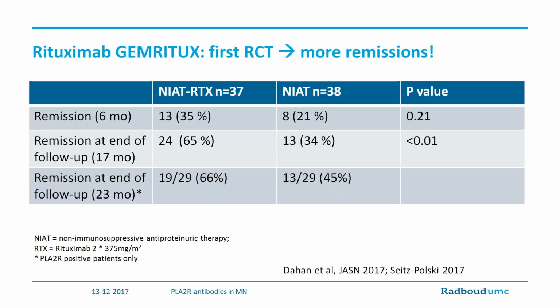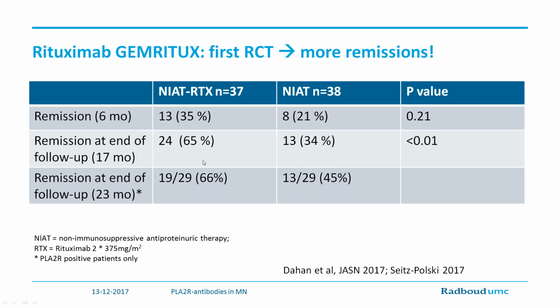We know from Italian studies that rituximab induces a higher remission rate. And in France, very recently, we had the report of the first randomized control trial with rituximab. And this was a trial comparing rituximab with no treatment. Both groups received maximal non-immunosuppressive anti-proteinuria treatment targeting proteinuria, blood pressure, cholesterol, and so on. And this study showed that in the initial 6-month period, there was no significant difference in the remission rate. However, after prolonged follow-up, there was a significant difference and a higher remission rate obtained with rituximab. So clearly, this study showed that rituximab is more effective than placebo in inducing remissions.